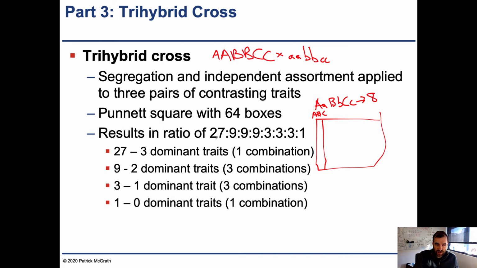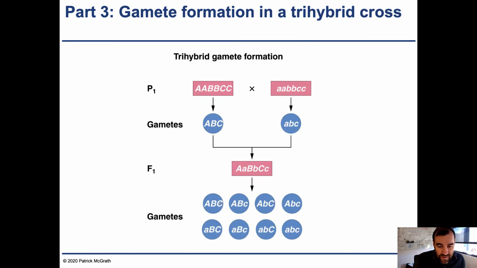So this results in a ratio of 27:9:9:9:3:3:3:1. And so if you add all of those together, you end up with 64. So 27 out of 64 would have all 3 dominant traits. 9 out of 64 would have 2 of the dominant traits, and there are 3 different possibilities of that. 3 would have 1 dominant trait, and then 1 out of 64 individuals would have 0 dominant traits. And these are the 8 gametes, for example, that are formed in this way.